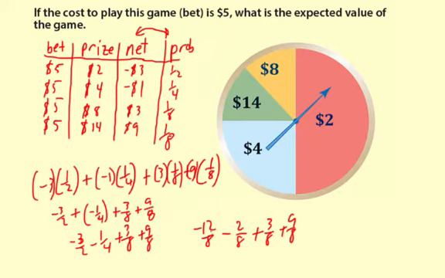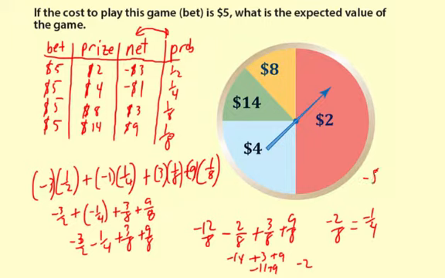So to find the net result here, I just need to combine all these fractions. So negative 12 minus 2, that's negative 14, plus 3 plus 9. Negative 14 plus 3, that's negative 11, plus 9. Negative 11 plus 9 is negative 2. So we have negative 2/8, which is negative 1/4. And in money, that's negative 1/4 of $1 or 25 cents.